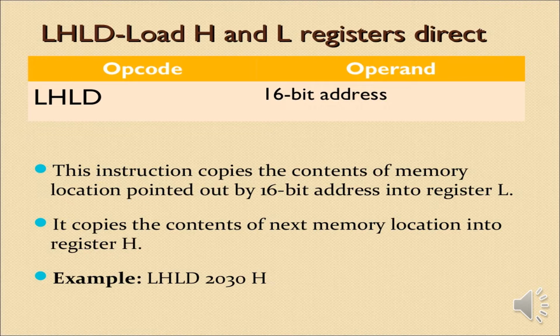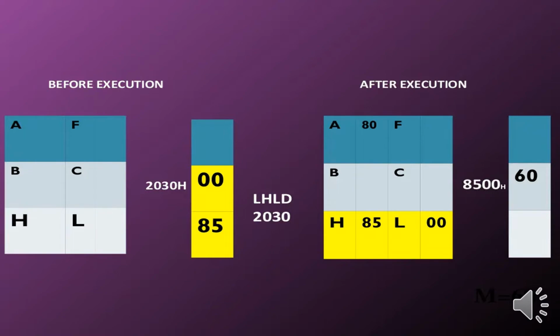For example, LHLD 2030H. Before execution of the LHLD instruction, the memory location 8500 holds any value. After the execution, the HL register pair is loaded from 8500, with the value 60 loaded into 8050H. So it loads the value into the HL register pair.